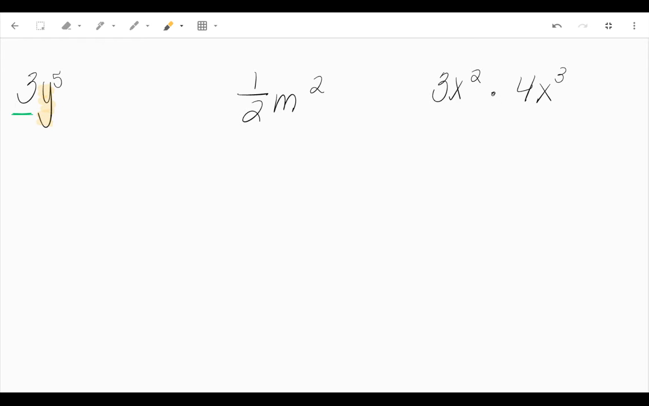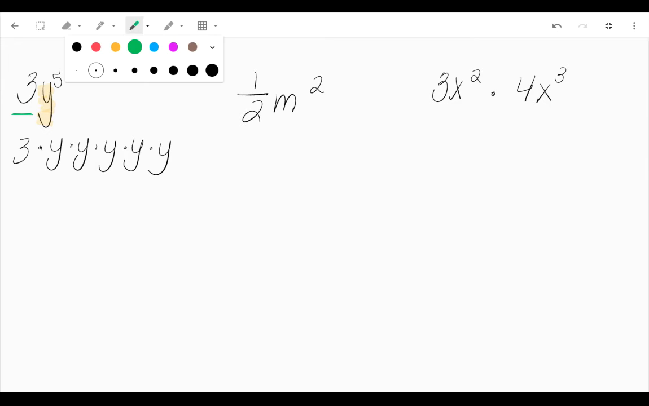I want you to notice and be careful that the y is the only thing that's being raised to the 5th, that the 3 is not being raised to the 5th. So when I go to expand this, I would write 3, because I have 1 3, times y times y times y times y times y. Because that y to the 5th tells me I have 5 y's. And then I'm multiplying those 5 y's by 3.